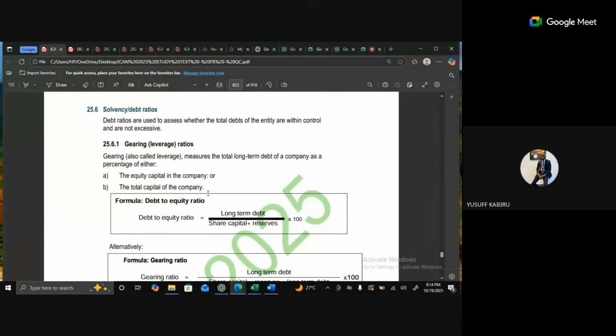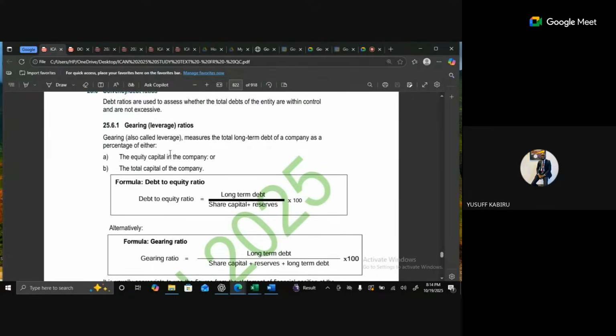Yeah, so let's go on. So this is the solvency/debt ratio. Ratios are used to assess whether the total debts of the entity are within control and are not excessive. So you are just trying to see the level of our debt, how much we are owing people, to see if we are financing our operations excessively through debt or other means of financing. So that is basically what this debt or solvency ratio is looking at.